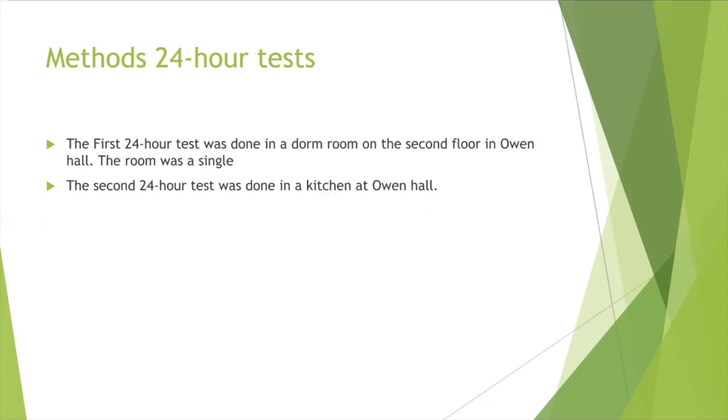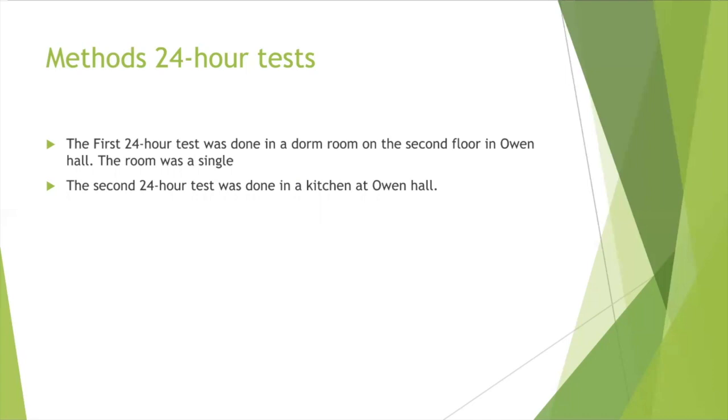The first 24-hour test was done in a dorm room on the 2nd floor in Owen Hall. The room was a single. I gave it to my friend who is an RA there. So I went to his dorm room, set it up next to his bed, right next to the window and the heater for about 24 hours, came back the next day, got it. No mask was worn in the room, probably around 1 or 2 people for the most part of the day. And so that's what we did for the first 24-hour test.